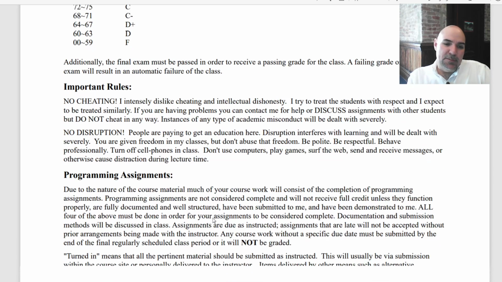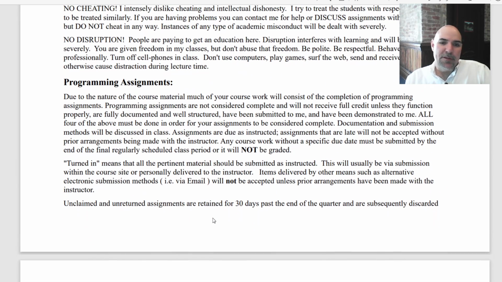All right, programming assignments. You are going to have programming assignments in here. They'll all be submitted via the course site on Blackboard. If you have a problem with submitting something on Blackboard, send me an email to let me know that, and we'll figure it out. But if you just send a random email with an assignment to my Gmail address, I'm not going to accept it. You need to submit it the proper way, because I grade everything on there.